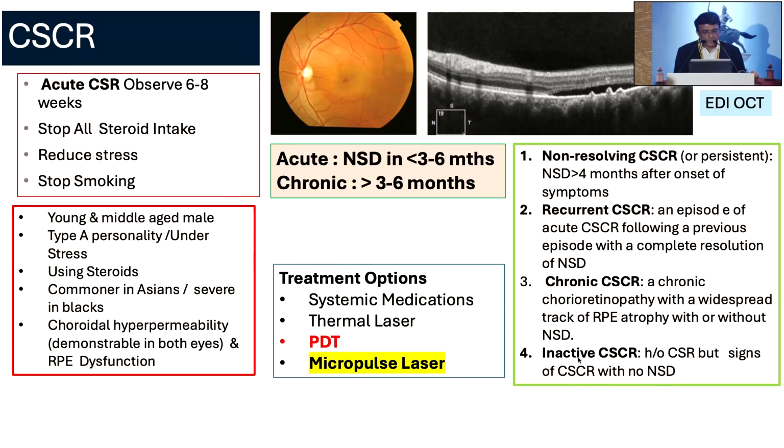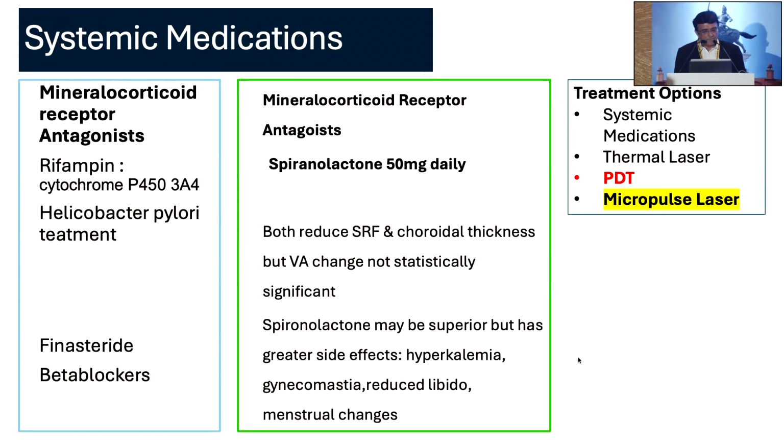When you have chronic CSR, which could be either a non-resolving CSR, a recurrent CSR, or a chronic CSR or an inactive CSR, for these cases a lot of systemic medications have been tried. Thermal laser has been given for extrafoveal leaks. PDT has been done, but the dye is not available, and the micropulse laser. There are numerous systemic medications which have been tried.